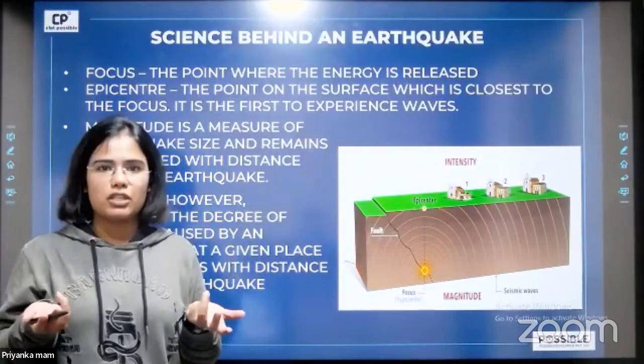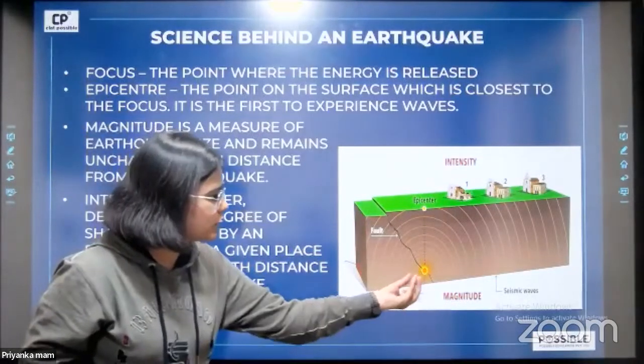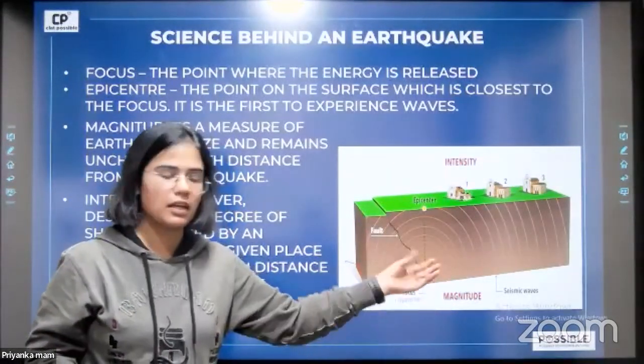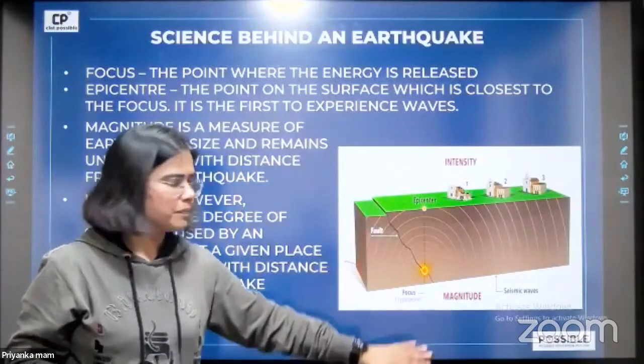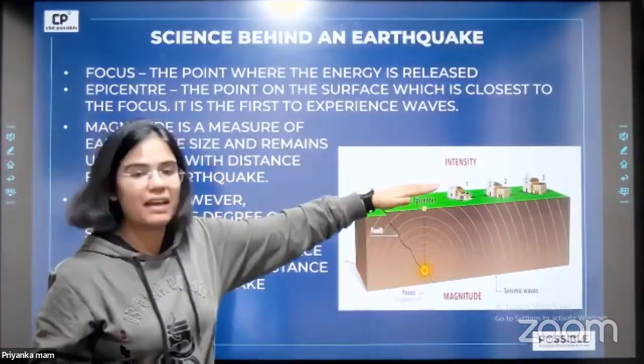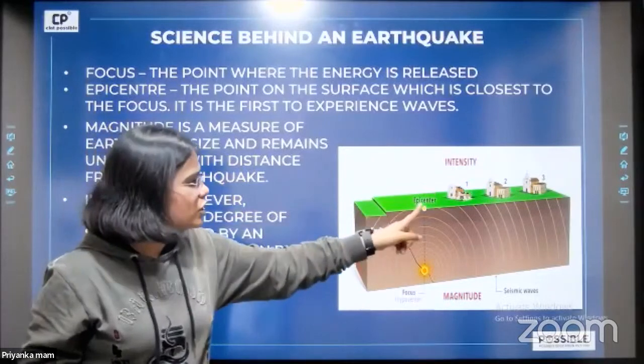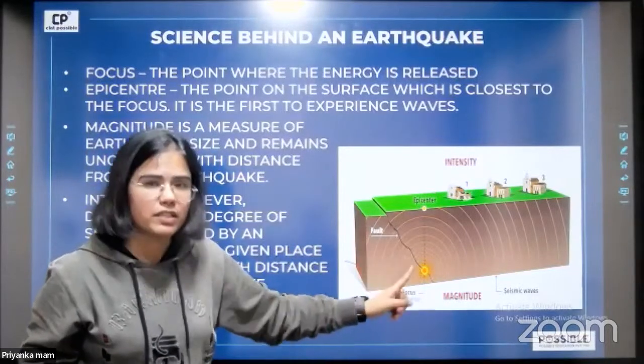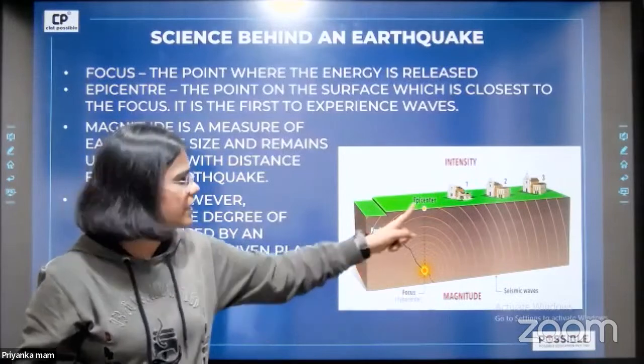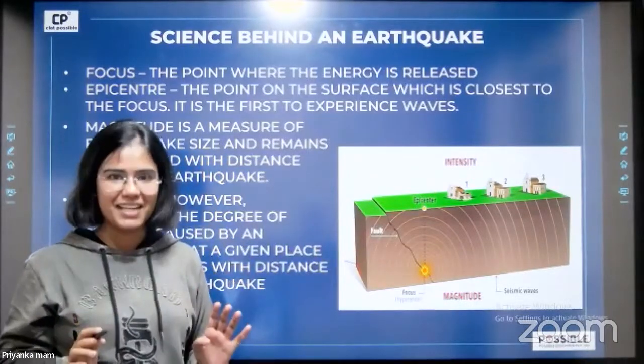What is this epicenter? Now I said there will be a release of energy here, going in every direction. It is also going down, right? It is also coming up. Now this is my Earth's surface. The position which is closest to the focus or the hypocenter is called the epicenter, right?